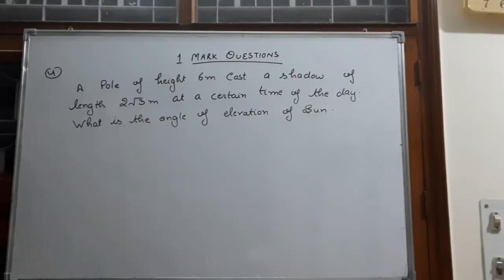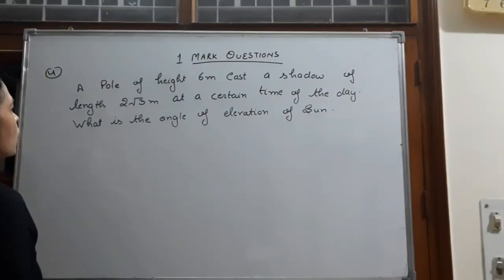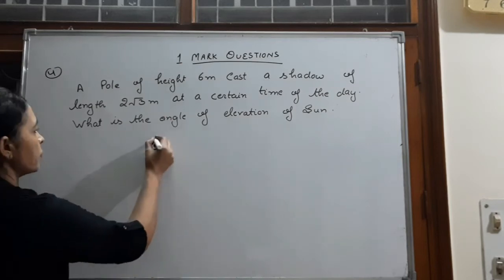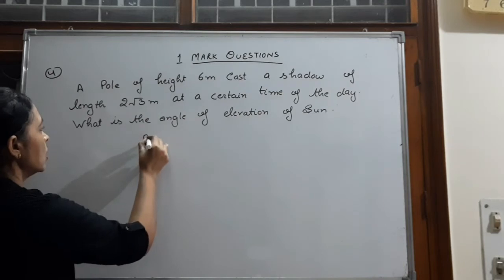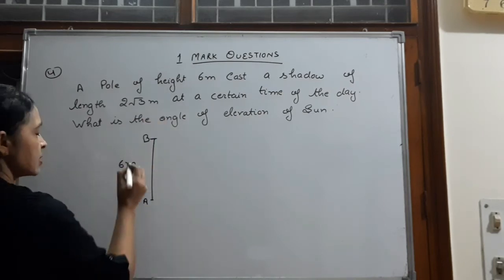A pole of height 6 meter casts a shadow of length 2 root 3 meters. We have a pole, let AB be our pole, whose length is 6 meters.